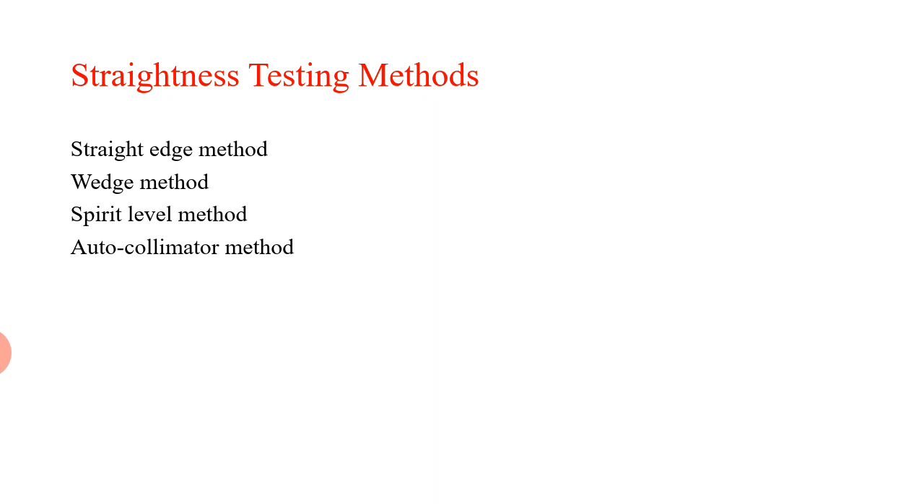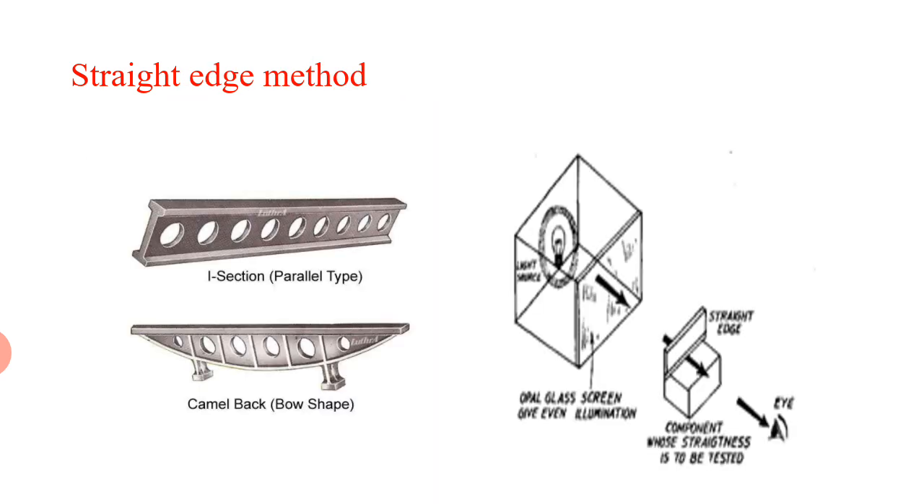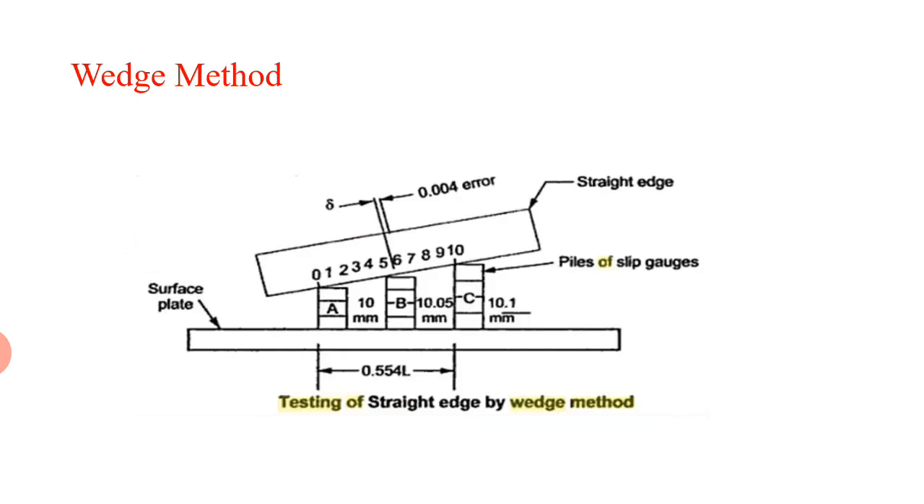The first method is the straight edge method. This is the simplest method of testing straightness of a surface. A straight edge of known accuracy is applied to the surface to be tested and the degree of contact is determined by marking, feelers or light gap. A more accurate method of measuring straightness is the straight wedge method.